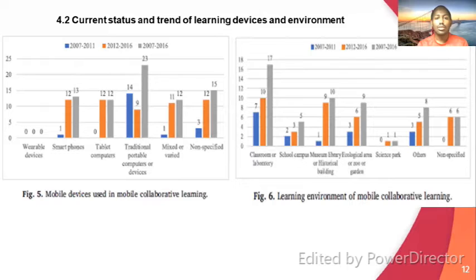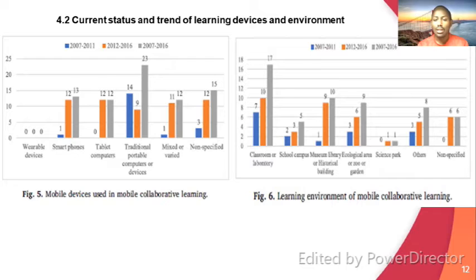Current status and trends of learning device and instrument. Figure 5 indicates the mobile device used in mobile collaborative learning. You can see that in the first as well as in the second period, there is no wearable device used in collaborative learning approach, but smartphone is high in the second period. Again, in the second period, tablet computer usage is also high, whereas traditional portable computers or devices are most frequently used in the first period.